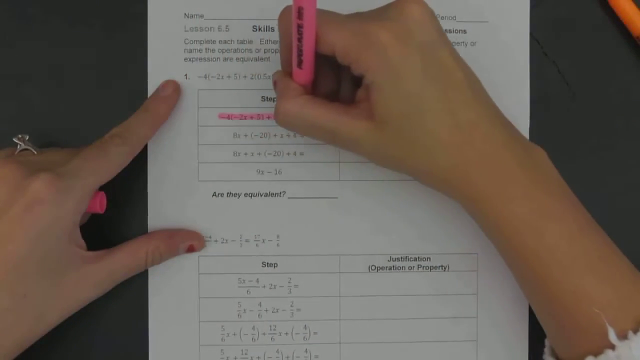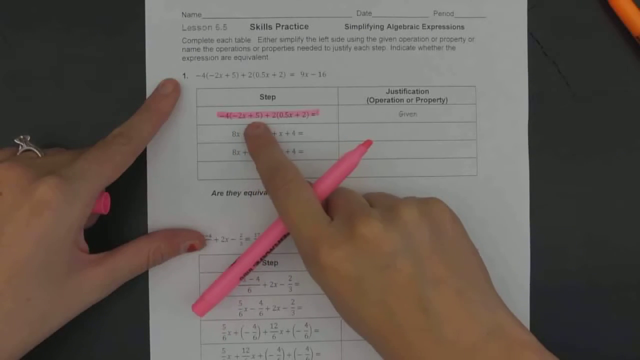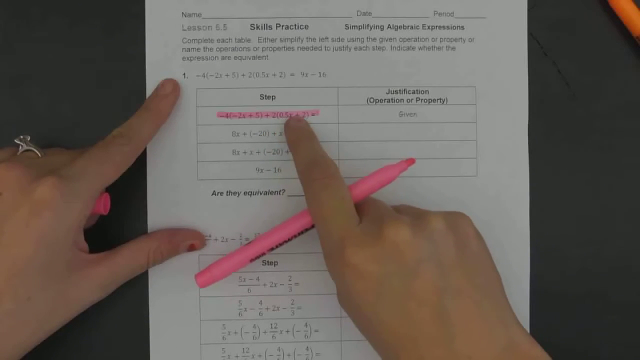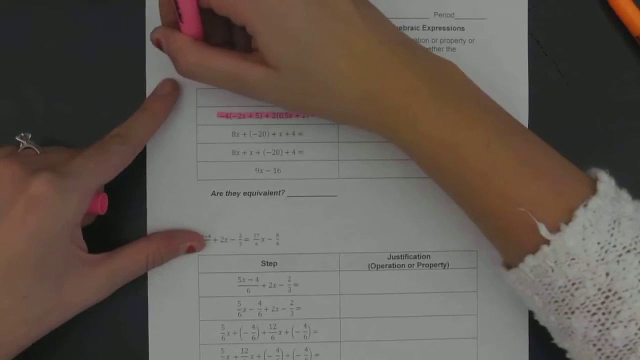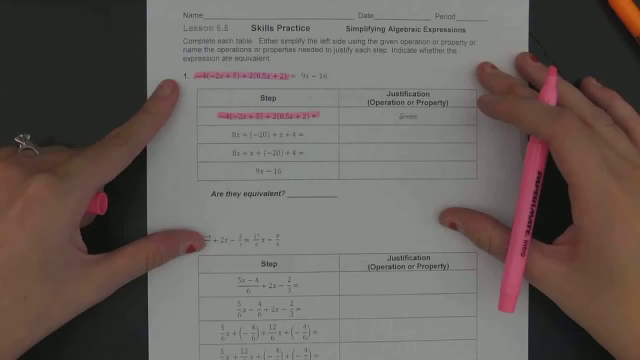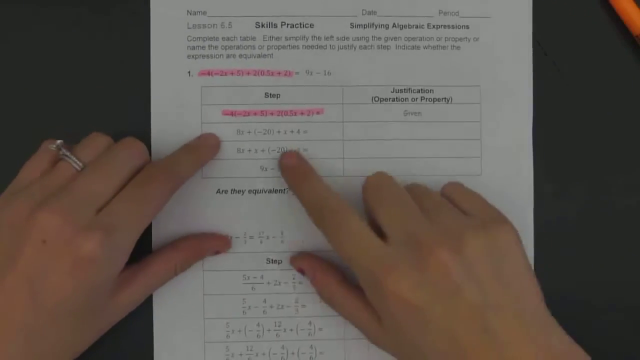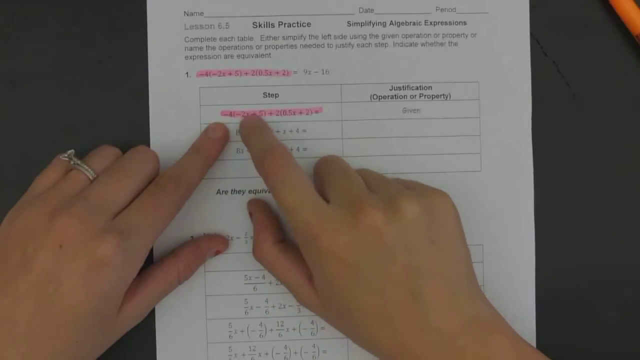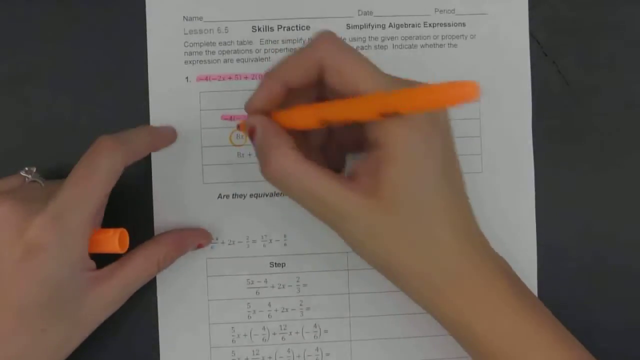So I'm going to look at my first box, and I pay attention to that. It says -4(-2x + 5) + 2(0.5x + 2). And the justification is given because if I look in my original equation, that is the exact same thing. So that is just given to me. But then I compare this line to this line. How did I get from -4 times an algebraic little expression right there to 8x? So I'm trying to figure out how I came up with this 8x.